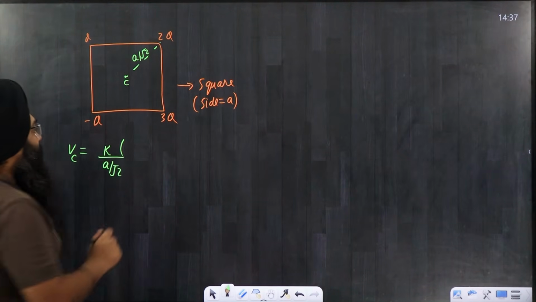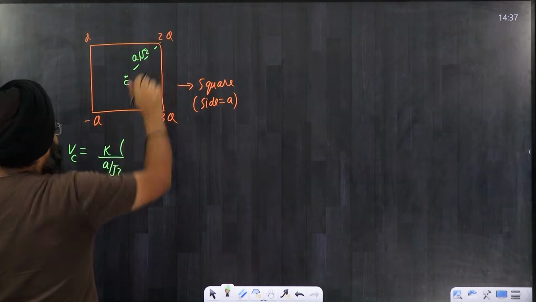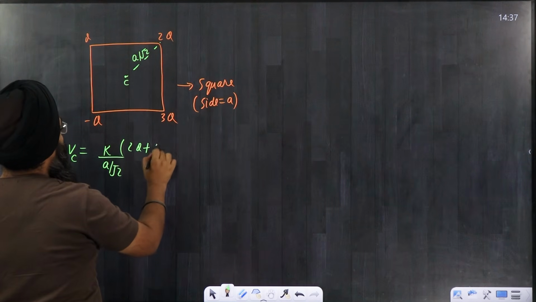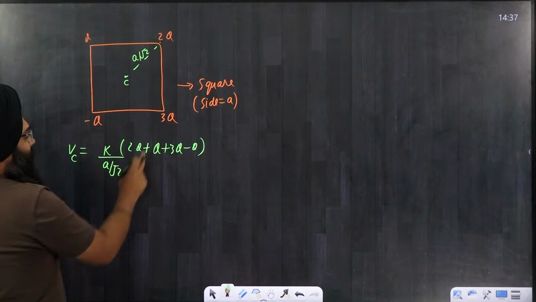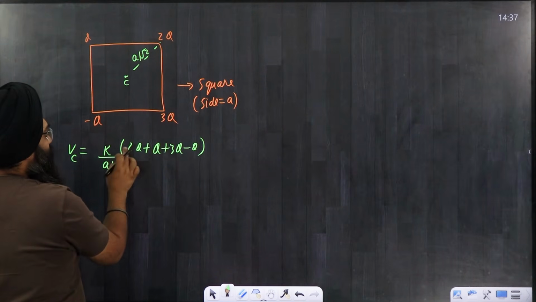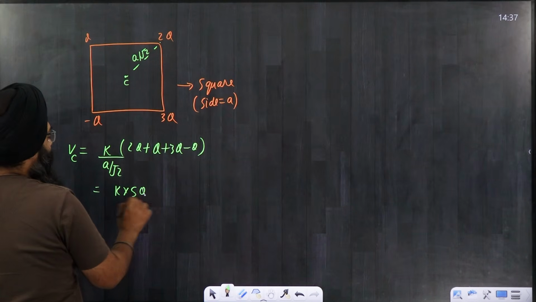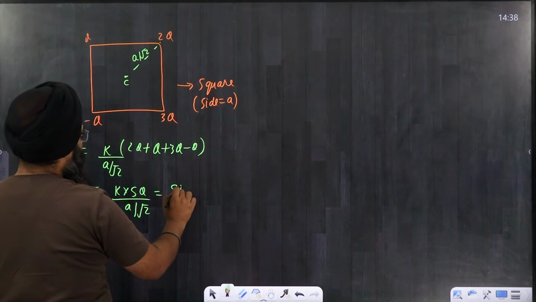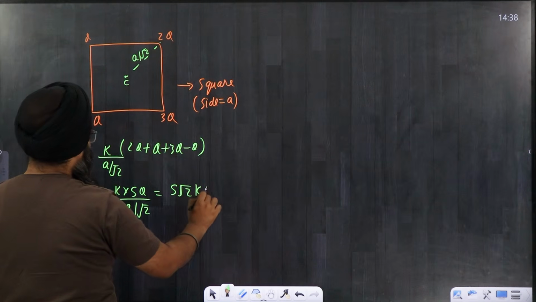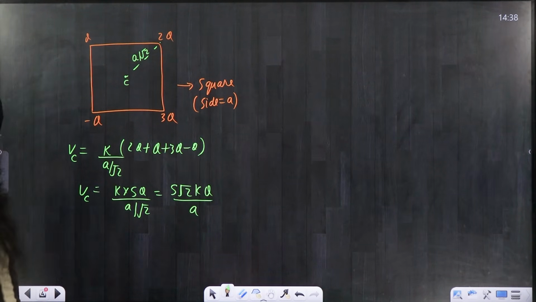So how you will do it? You will directly write K divided by A by root 2 multiplied by all the charges summation. So 2Q plus Q plus 3Q and minus Q. Obviously, you have to put it with sign. So Q and minus Q will cancel out. You will get 3 plus 2, 5. Answer will be K into 5Q divided by A by root 2. So what will be the answer? It will be 5 root 2 KQ divided by A, where K is 1 upon 4 pi epsilon naught. This is the potential at the center.